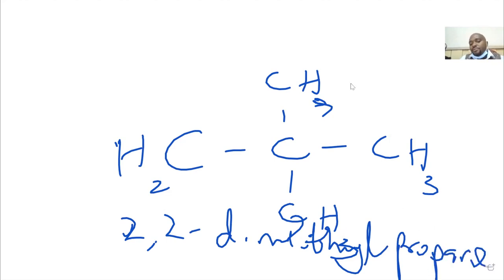Saturated carbon. To mean that each carbon atom is attached by a single covalent bond. That's why we say saturated. Alkanes are saturated hydrocarbons.